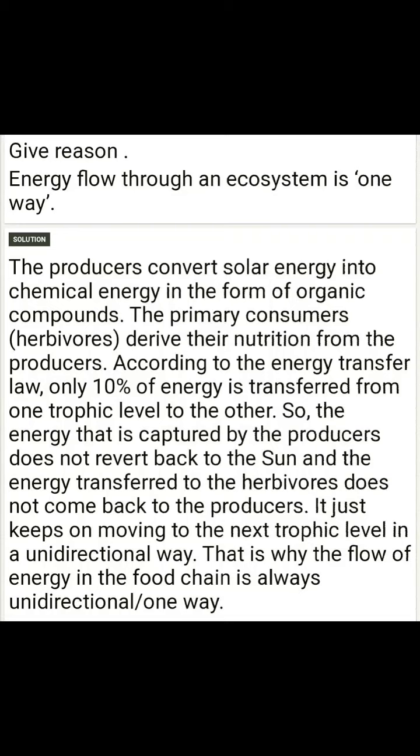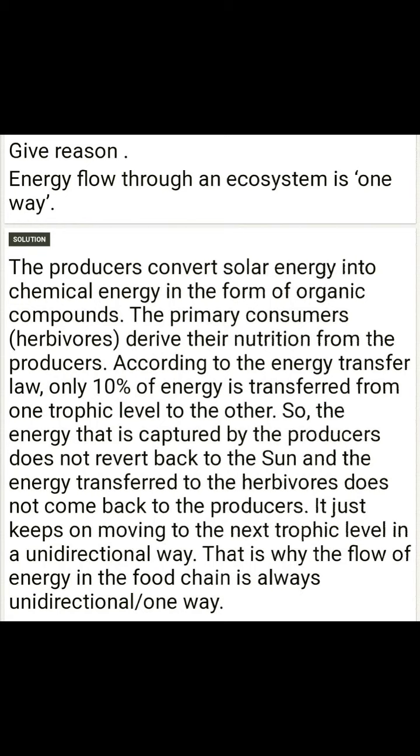Now, the next question number 3 is give reasons. The first reason they asked you is, energy flow through an ecosystem is one way. The answer is, first, the producers convert solar energy into chemical energy in the form of organic compounds. Whatever the energy or the food that is produced by the plants is consumed by the herbivores. So the primary consumers, which are herbivores, derive their nutrition from the producers.